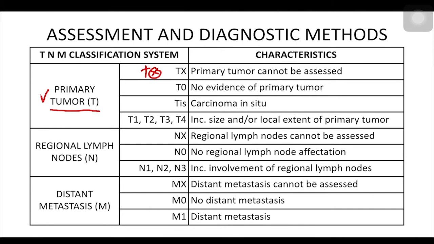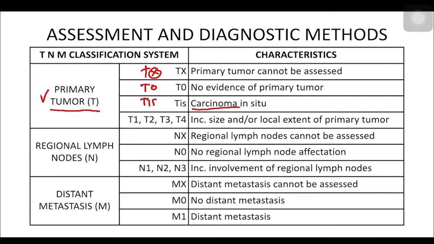T0. Sir, what's the difference of T0 with TX? Okay. There are changes seen, parang may laboratory test for tumor, but there's still no evidence you can prove for primary tumor. Okay. TIS, there is carcinoma involved already. And then when we say T1, T2, T3, T4, it is the size. It includes already the size, the local extent of the primary tumor. Later on, we'll be classifying the T1, T2, T3, T4.